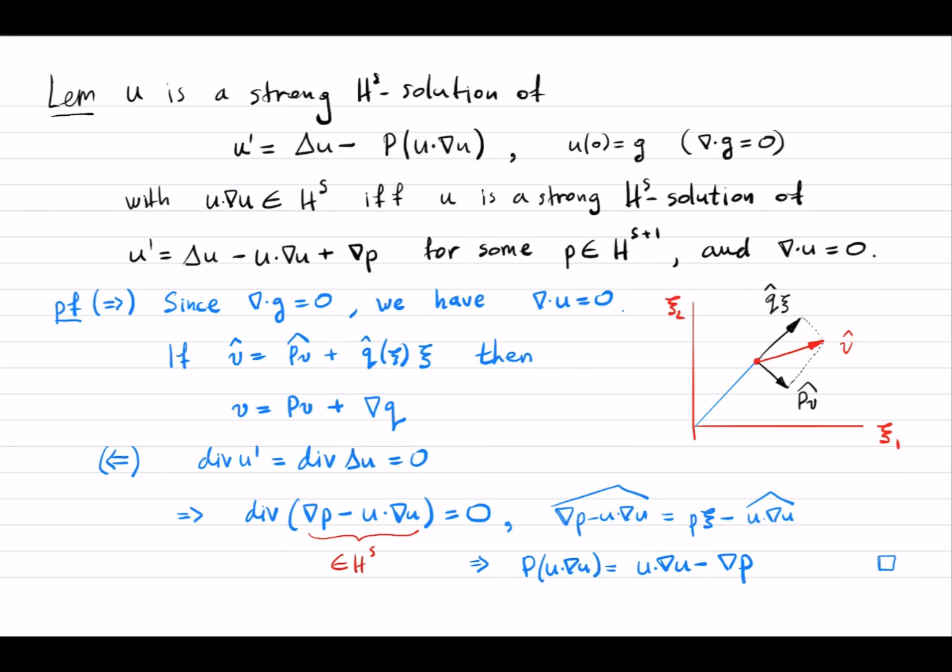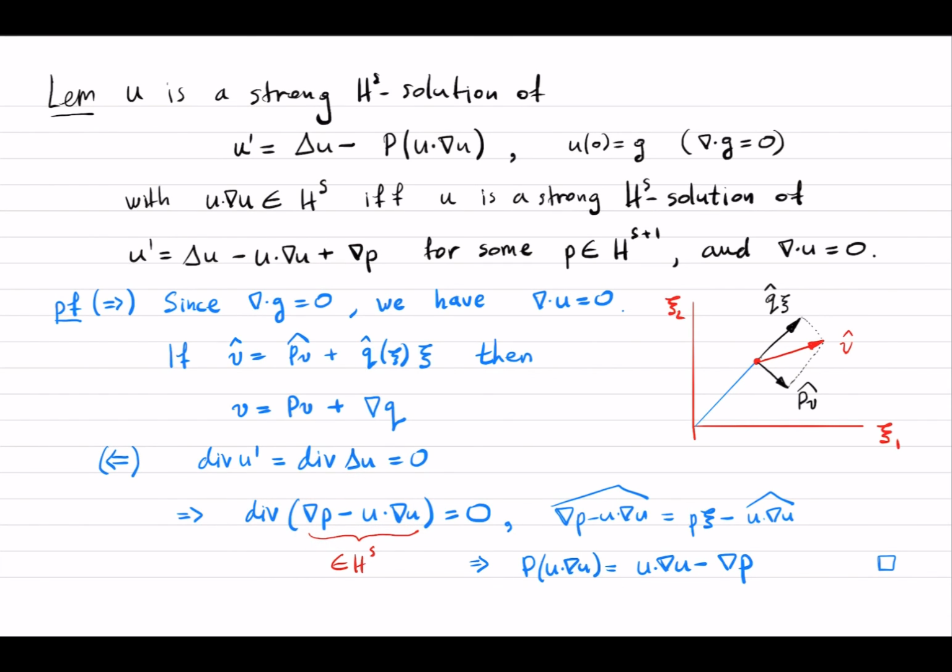Now in the other direction, we have the classical formulation. What we want to show is that this combination is the negative of the Leray projector of this nonlinearity. Since U is divergence free, the time derivative of U is divergence free, and also the Laplacian is divergence free. Since these two are divergence free, that combination will be divergence free. So this combination here is divergence free.